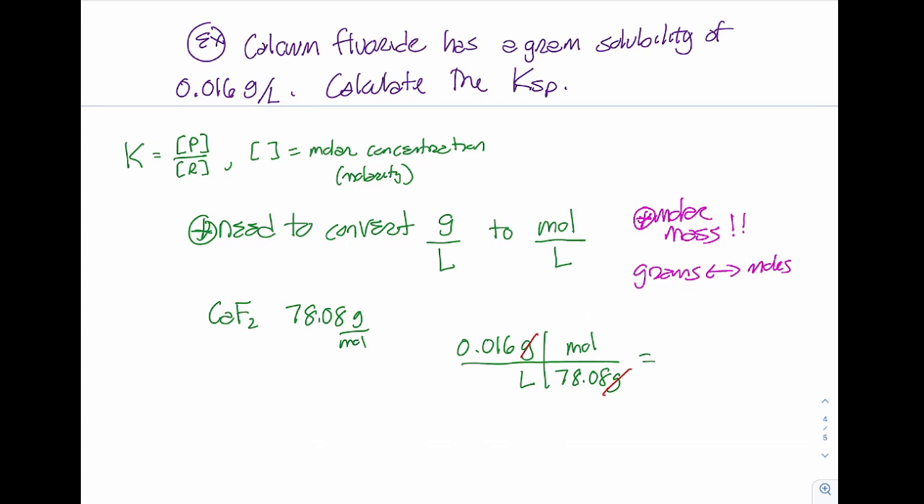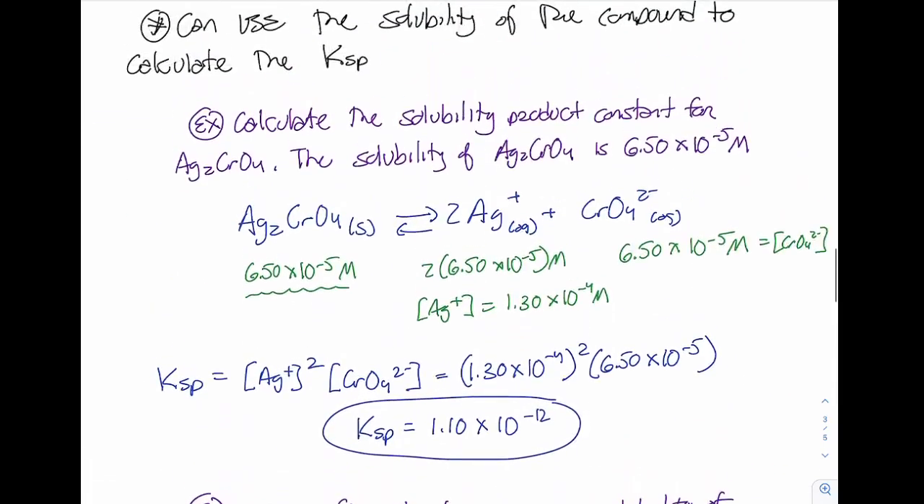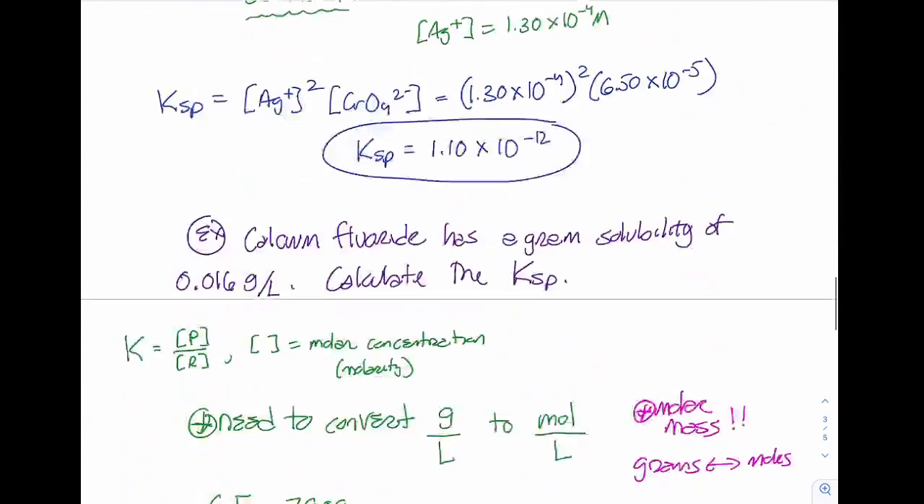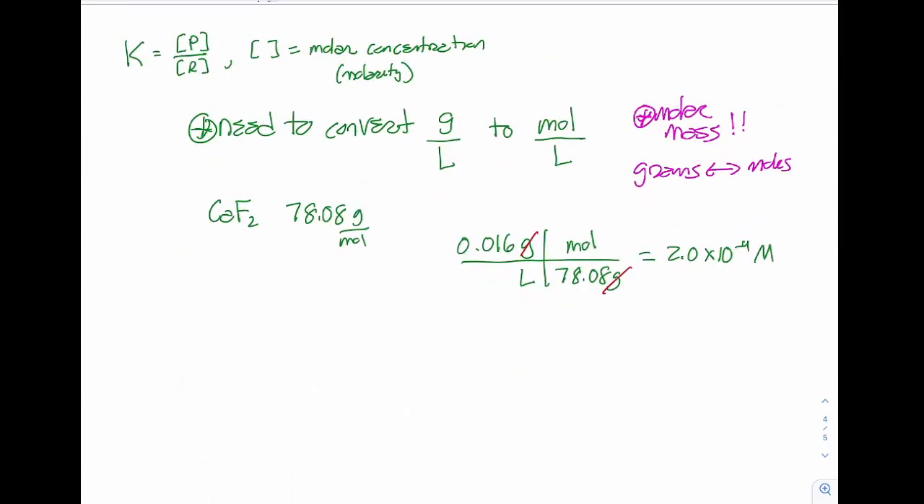And I get that my molar solubility is 2.0 times 10 to the -4th molar. So that's the number that we're going to start with when we try to figure out our concentrations of calcium and fluoride. Essentially, if we compare this example to the last example, this number is to calcium fluoride what this number is to silver chromate. So this is my molar solubility.